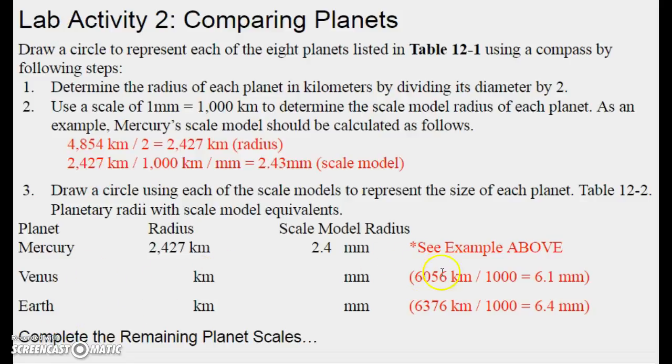Venus has a diameter. I divide it by 2. I find that its radius is 6,056 kilometers. Divided by 1,000, I would find that it's 6.1 millimeters. So I could put 6.1 millimeters here. The Earth has a diameter. I divide it by 2. I find that its radius is 6,376 kilometers. Divided by 1,000, it's 6.4 millimeters. And so on. So you can go ahead and complete the remaining planet scales in your binder.